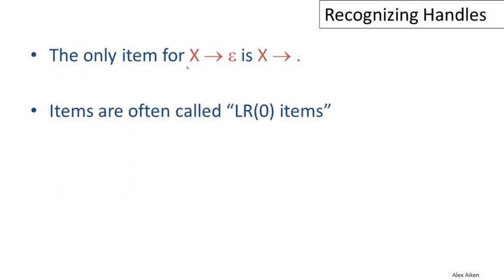One special case is what do we do with epsilon productions? Well, for an epsilon production, there are no symbols on the right-hand side. We'll just say there is one item, X goes to dot. And these items, you'll see them referred to if you look in help pages and in the literature as the LR(0) items.